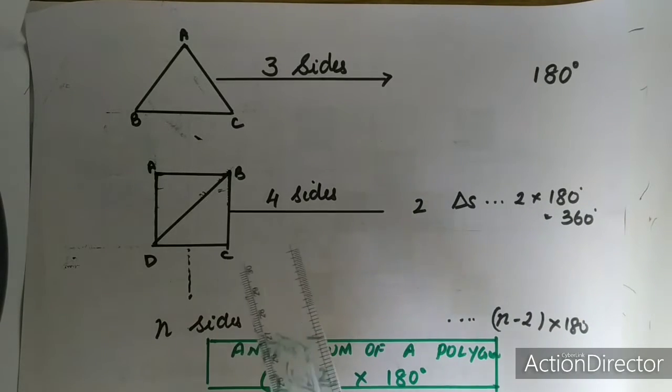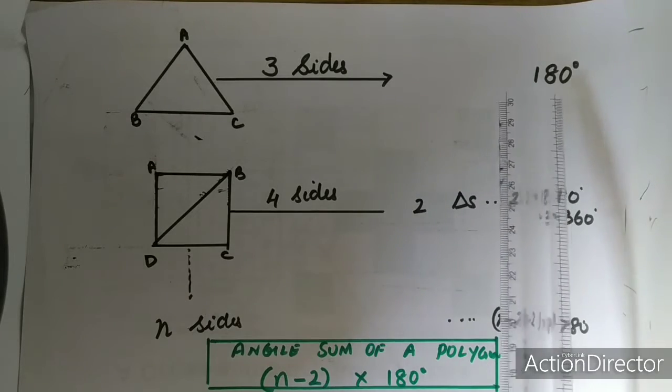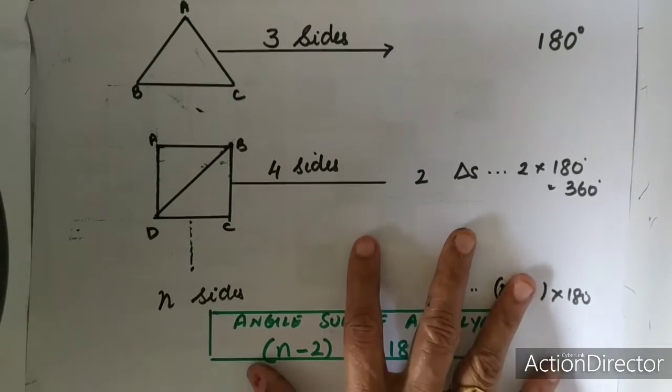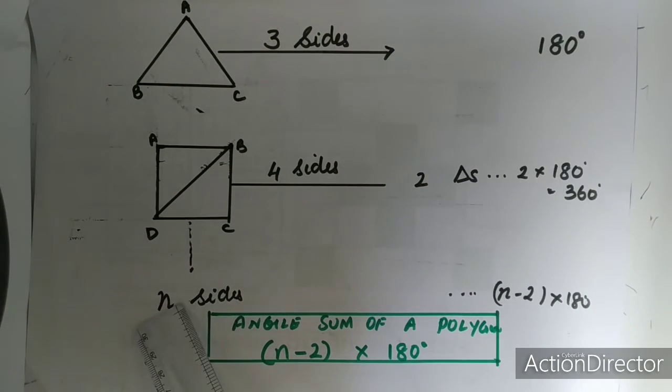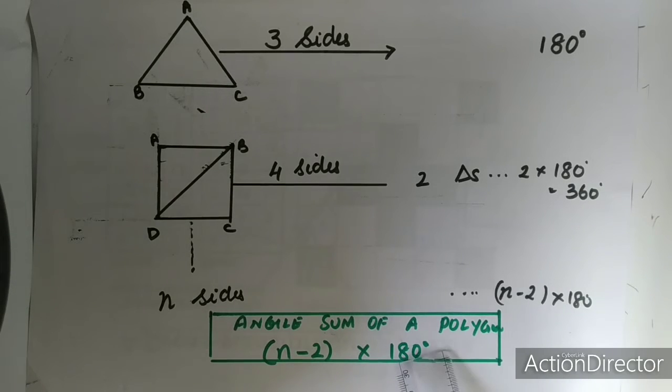But we saw the difference: when there are four sides, the number of triangles is 2, and the angle is 180 degrees for one triangle. For two triangles it will be 360 degrees. So finally we generalize the formula. If there are n sides, then the formula will be (n minus 2) into 180 degrees. So the angle sum property of any polygon will be (n minus 2) into 180 degrees. This is the formula we derived in the previous class. Using this formula, we were able to find the angle sum property of any polygon.